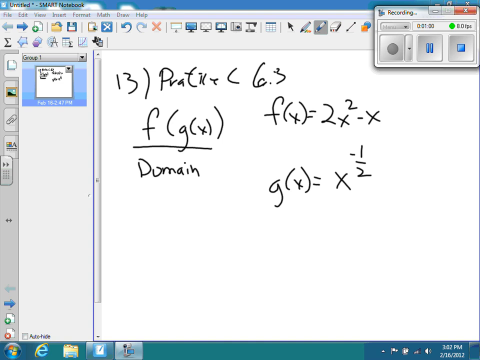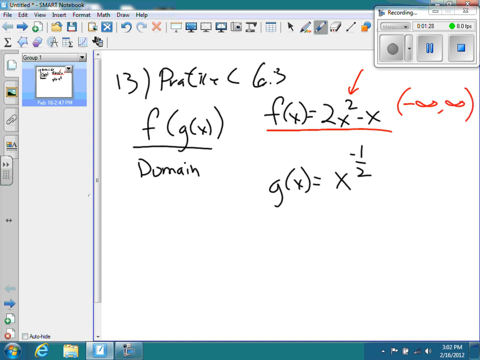Well, since I know that I'm going to have to be dealing with the domain of the composite function, I should probably figure out what is the domain of my two individual functions first. So when I'm looking at my f of x here, I can see that it is a quadratic function, and I know that all quadratic functions have the domain of all real numbers, from negative infinity to positive infinity.